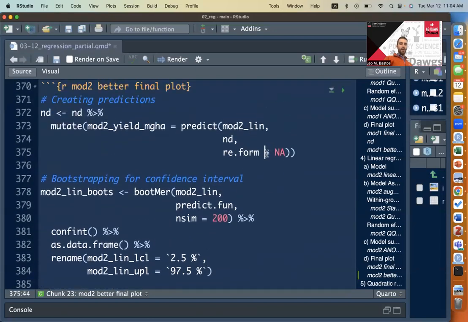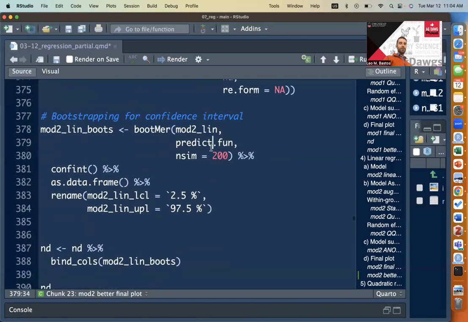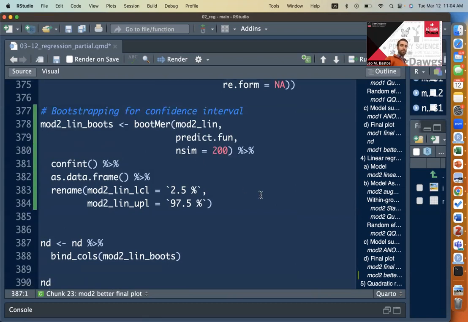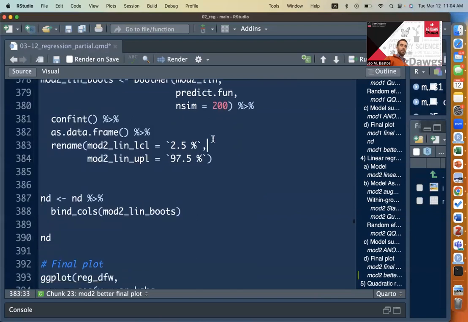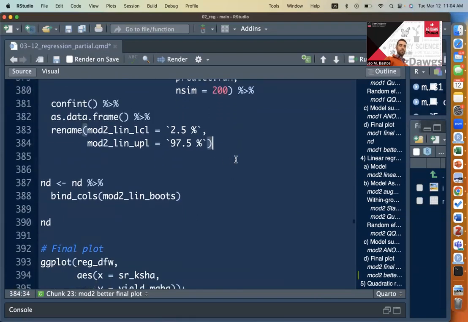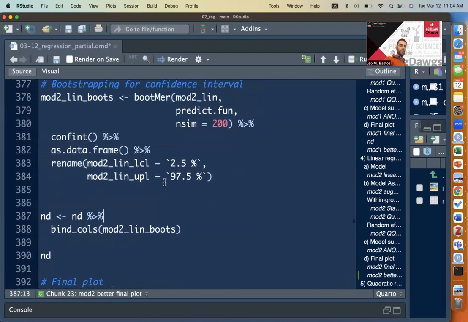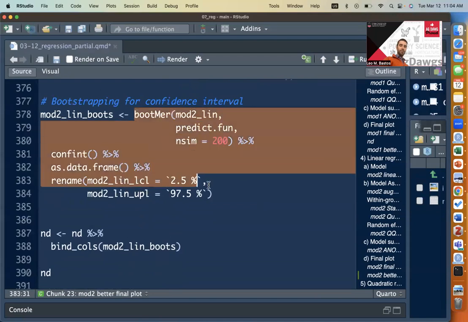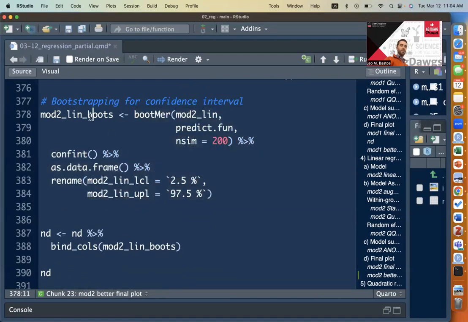So that's what we did right there. And then this next function here is just to get the upper and lower confidence limits doing bootstrap. So it's doing the same thing as before, but now it's using model 2 to make those predictions instead of model 1. If you run that, it may take just a moment to go through. And so we assign all the bootstrapped confidence limits to this object called mod2 lin boots.